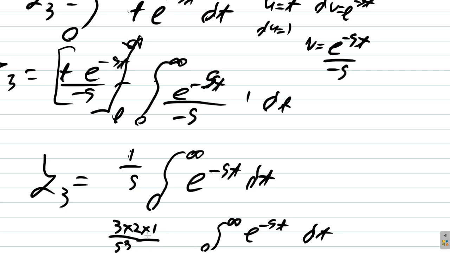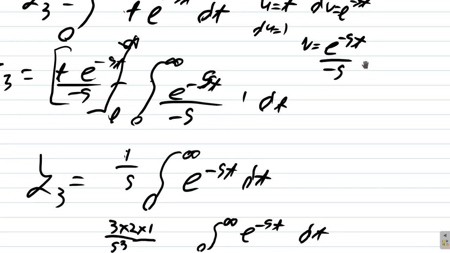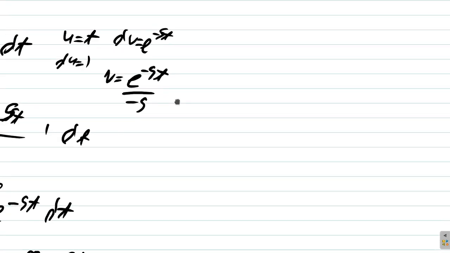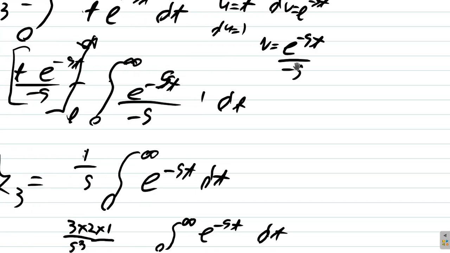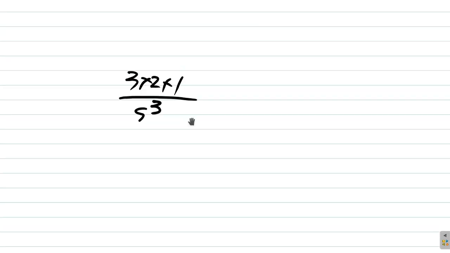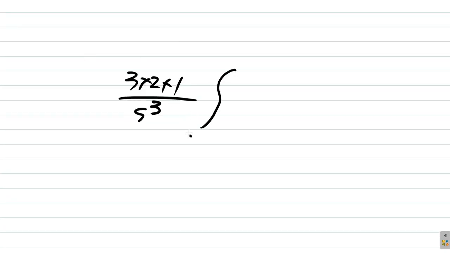Now, here, this is not complete. Let's complete it over here, because we can't scroll down anymore. 3 by 2 by 1 over s cubed. Let's put it here. 3 times 2 times 1 over s cubed times, what was it? Integral from 0 to infinity of e to the minus st dt.